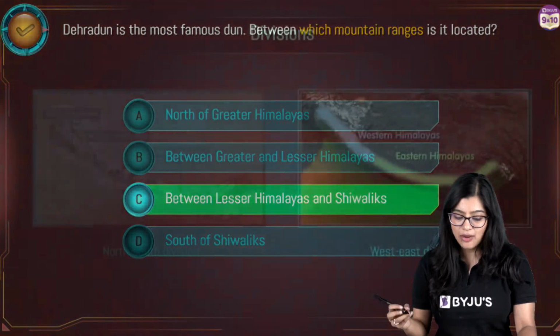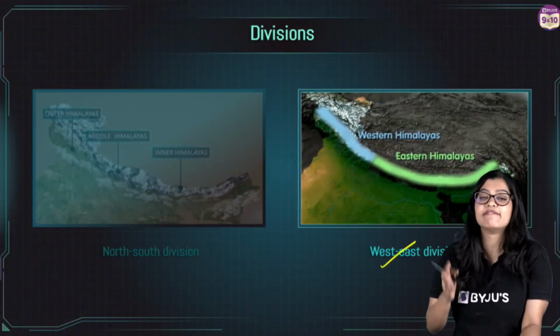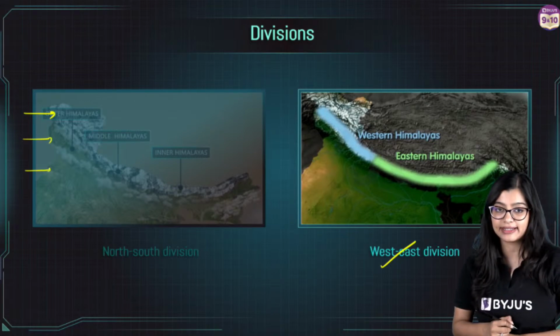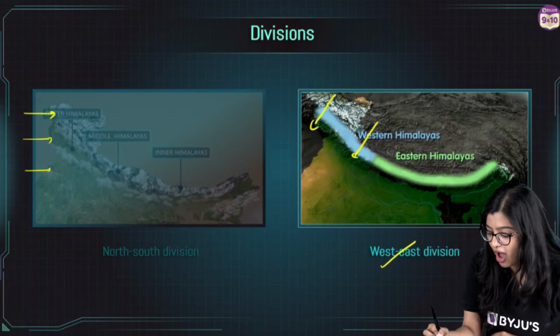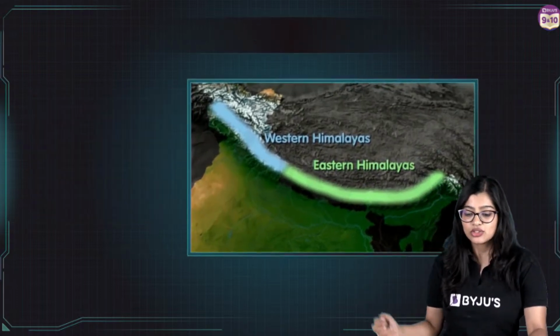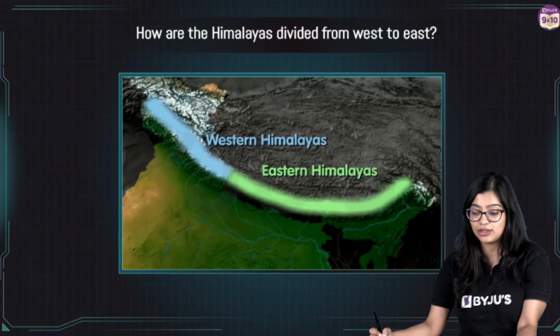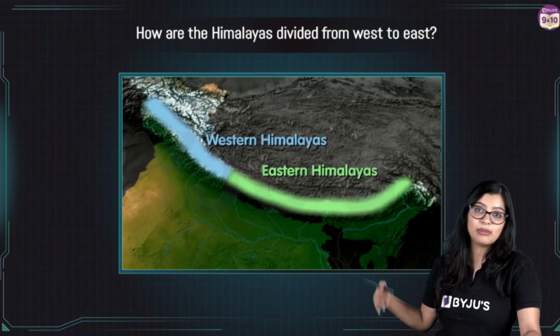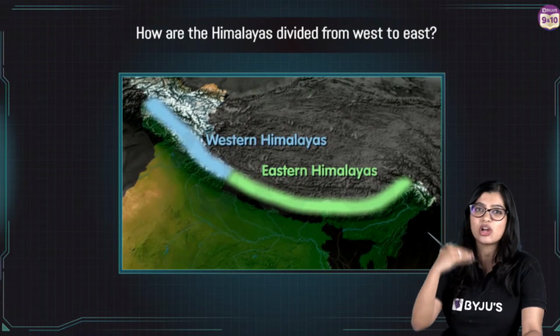Awesome. Now we will move on to the next one, which is the West-East division. So all this while we were talking about how it can be divided like this. Now we will talk about how we can divide it from the west side to the east side, right? So how will I divide it from the west side to the east side? What is my basis of division? Now earlier I was able to divide it from north to south based on various factors.